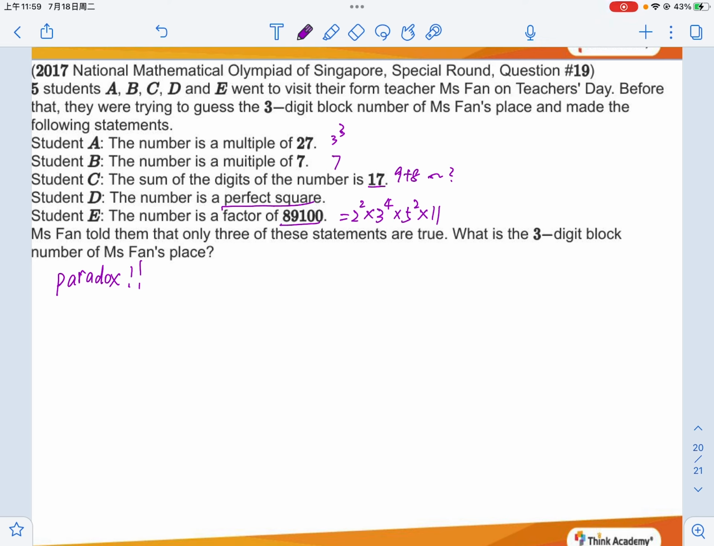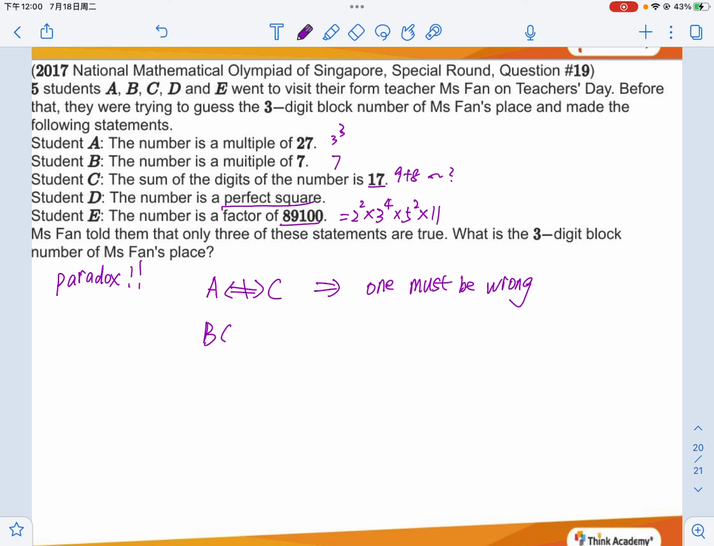And also, you need to find which two conditions are a paradox. So the first one is A. It's a paradox with C, right? A says it's a multiple of 27, but a 2-digit number can be 17? No. So what does paradox mean? It doesn't mean one right and one wrong. It can mean one must be wrong. Okay? Then you may find some paradoxes.